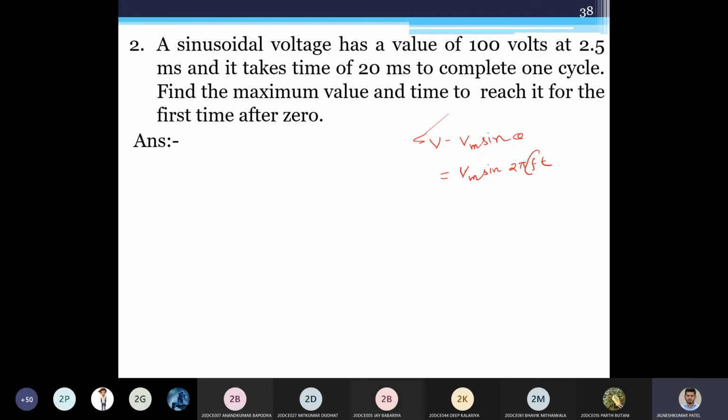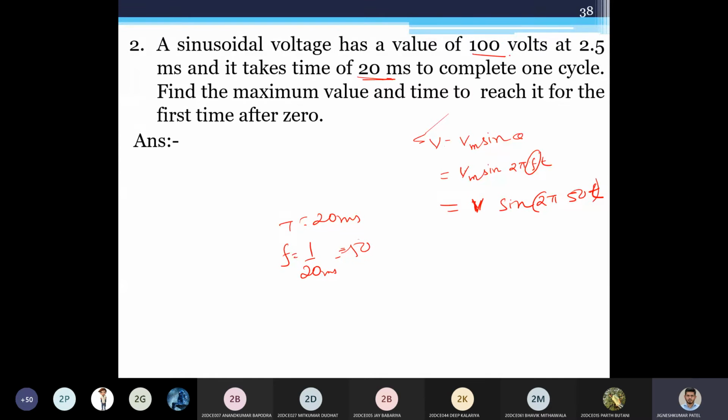Okay. Now first of all, you have to find out this f. How can you find it? We know that 20 millisecond is the time for 1 cycle. So T is equal to 20 millisecond, and you can easily calculate f. F would be 1 divided by 20 millisecond. You will get 50. So 50 is the answer. Now my new equation is Vm sine 2 pi 50t.